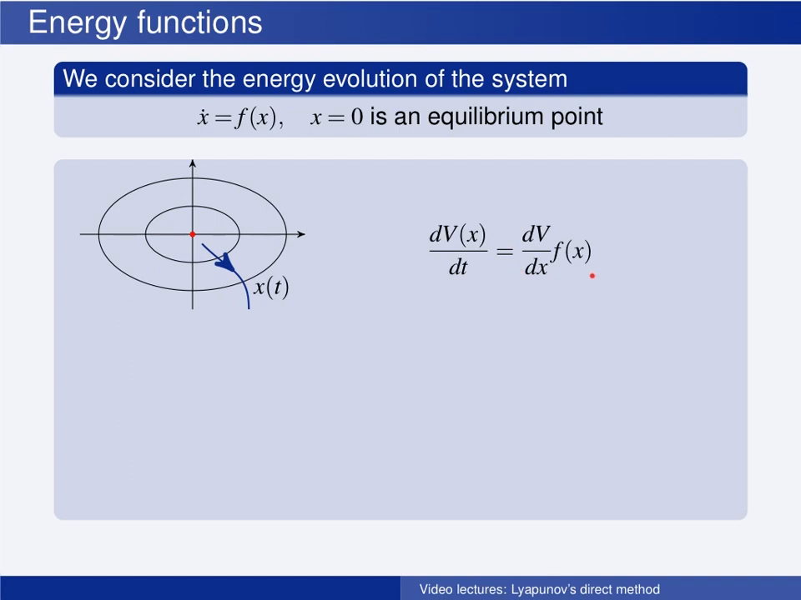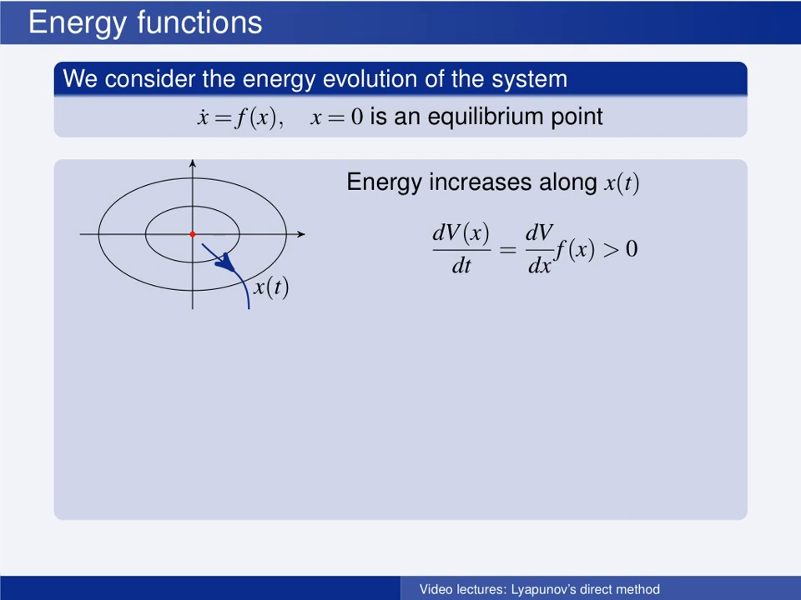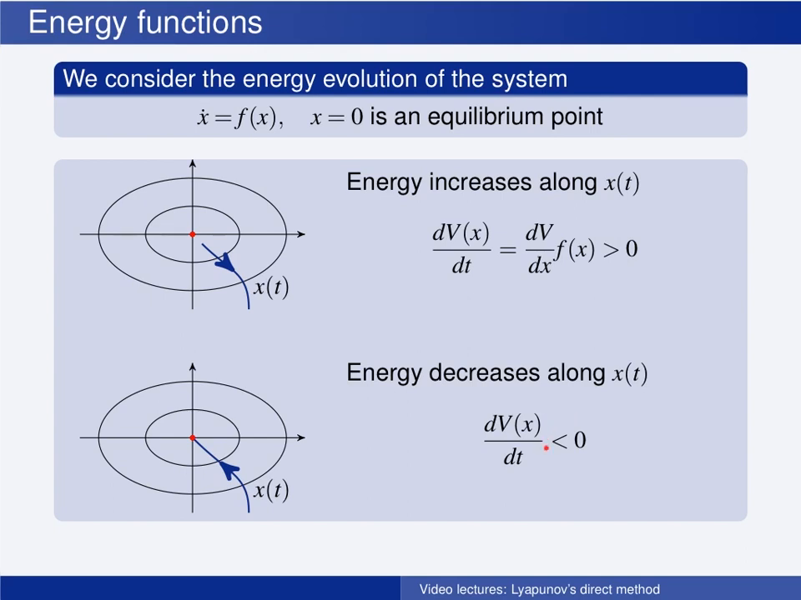This is the directional derivative of the function V along the vector field f. It describes how V changes in the direction of the vector f, that is, how the value of the energy function V changes along the trajectories of the system. If this is positive, then the energy increases along x, as we see here. If it is negative, on the other hand, then the energy decreases along the system trajectories.